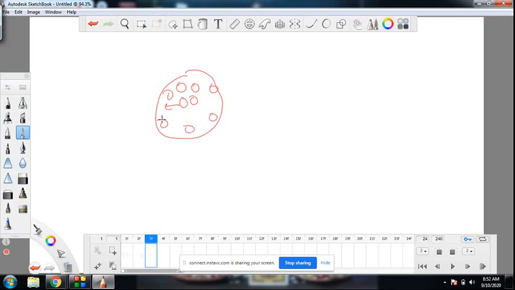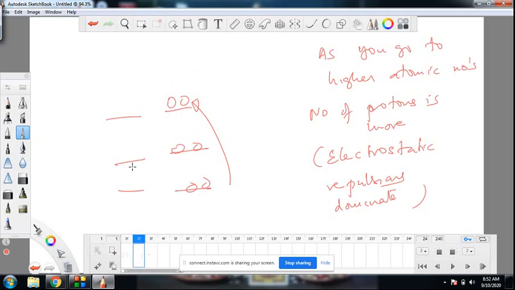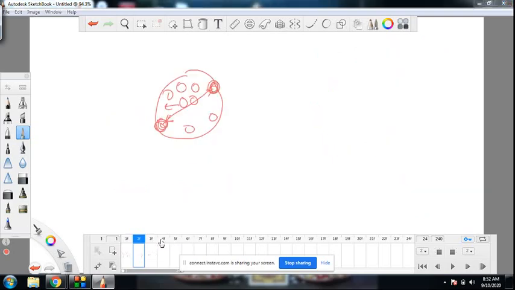Suppose you take the proton here and the proton here, the distance has increased now, so the nuclear force is very weak there. If you keep increasing more protons, repulsions will dominate the nuclear force, so the system will break, the nucleus will break. So too many protons is also not good. So as you go to higher atomic numbers, the nucleus will make sure that there are more neutrons than protons.